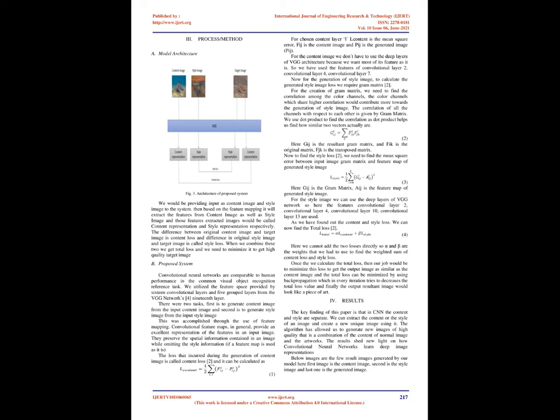Architecture of the proposed system: we provide a content image and a style image as input to the system. Based on feature mapping, it extracts the features from the content image as well as the style image, and those extracted features are called the content representation and style representation respectively.